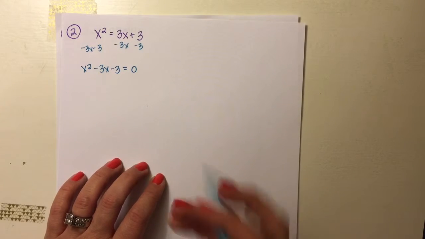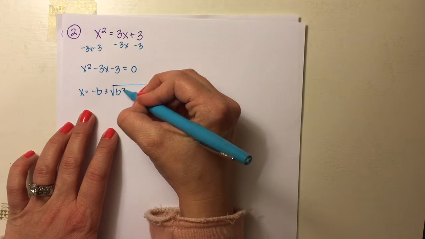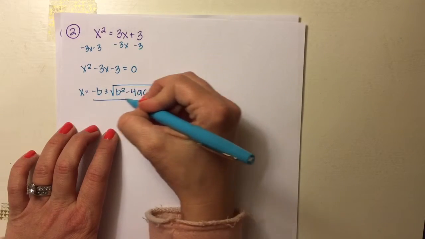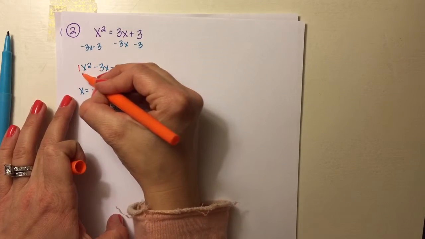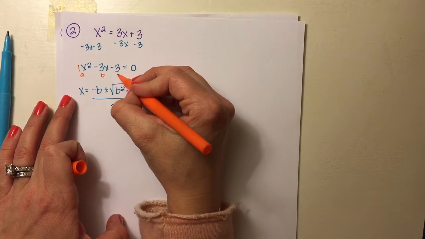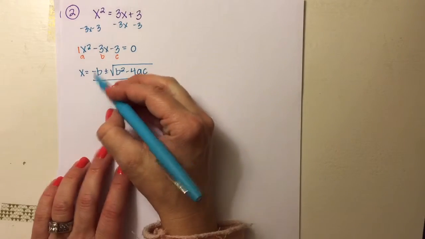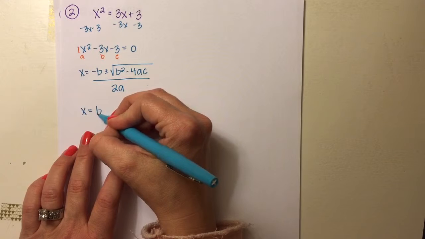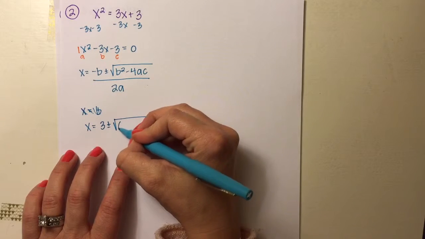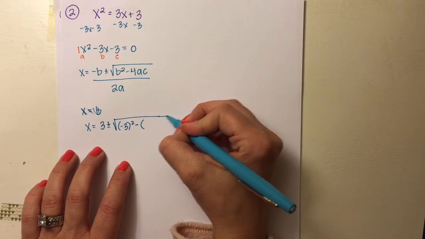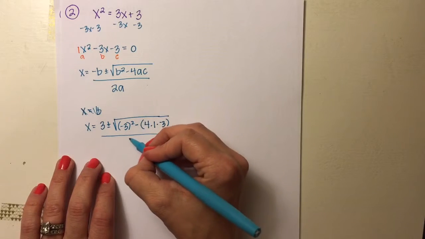I'm going to use the exact same formula: x equals negative b plus or minus the square root of b squared minus 4ac all over 2a. Just as a reminder, in this case a is 1, b is negative 3, and c is also negative 3. So let's plug these numbers in. x equals negative b plus or minus the square root of b squared minus, I'm going to set up these parentheses again, 4 times a times c, all over 2 times a.